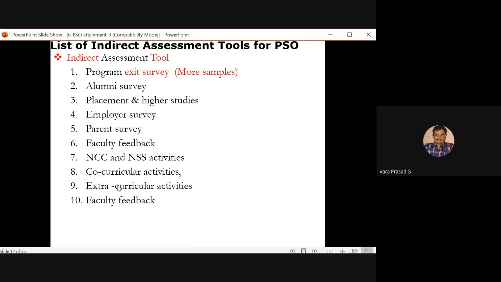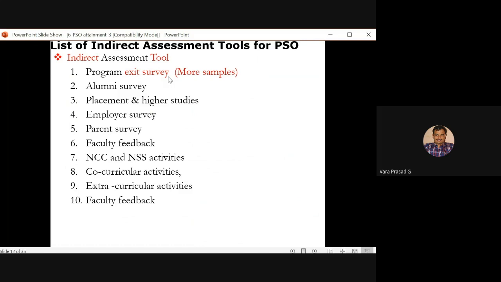Now, see, first I will take a small example here. Take the program exit survey. In the program exit survey, those who are in the final year, in the final semester of an engineering program, before issuing a hall ticket in BMS, we do that. Every student has to give the program exit survey. So those who are appearing for exams, everyone will give the feedback. Maximum, I can say 95 to 100% will give the feedback.